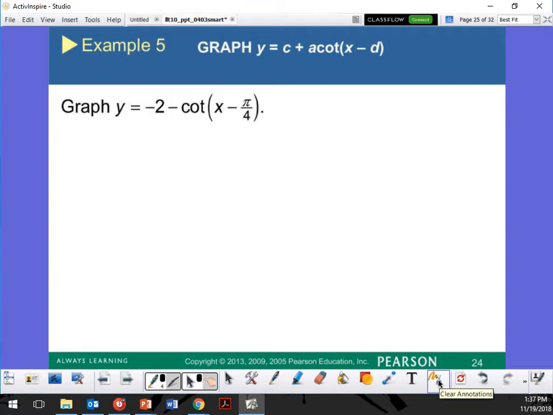So, next one. On example 5 here, let's go through and actually start. Step 1. What is my amplitude? Negative 1. Why is it negative 1? Because what number's in front of cotangent? This is the vertical shift. This number attached to cotangent is a negative 1. Okay. All right, period.